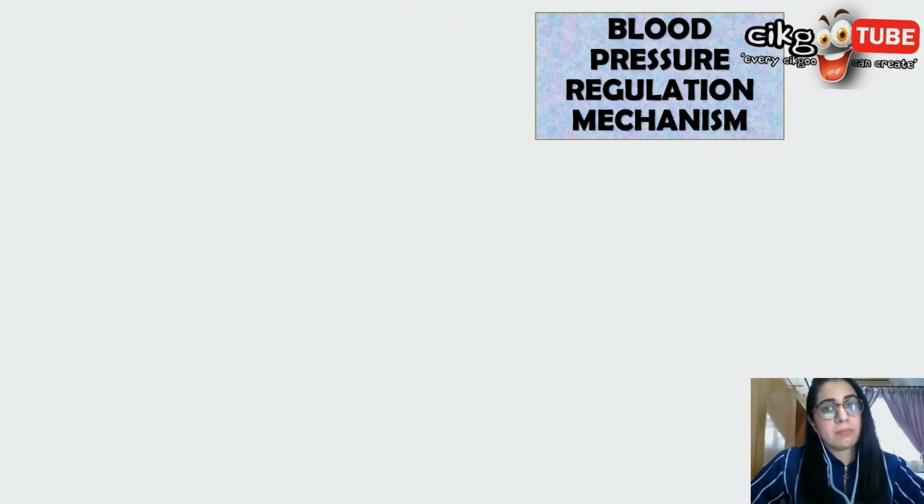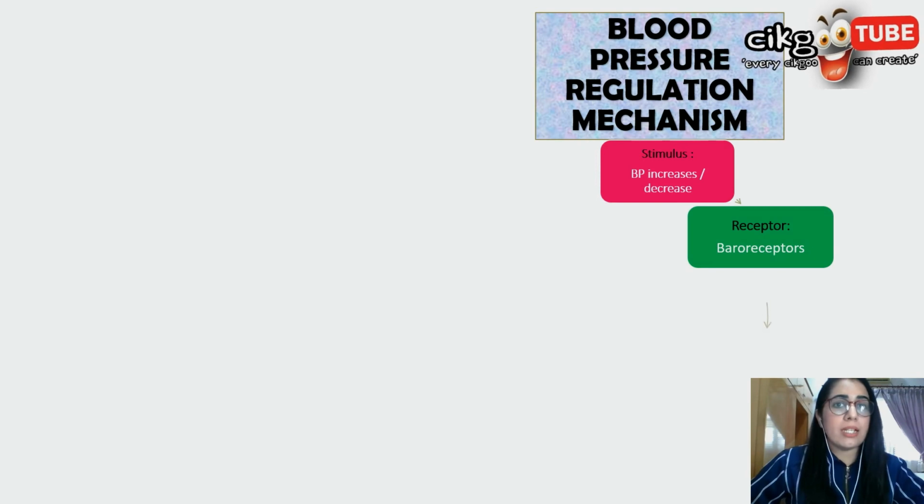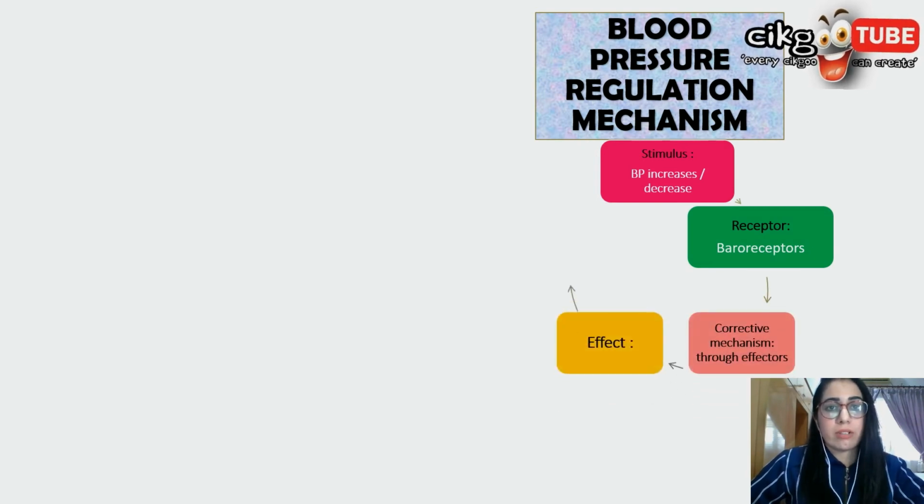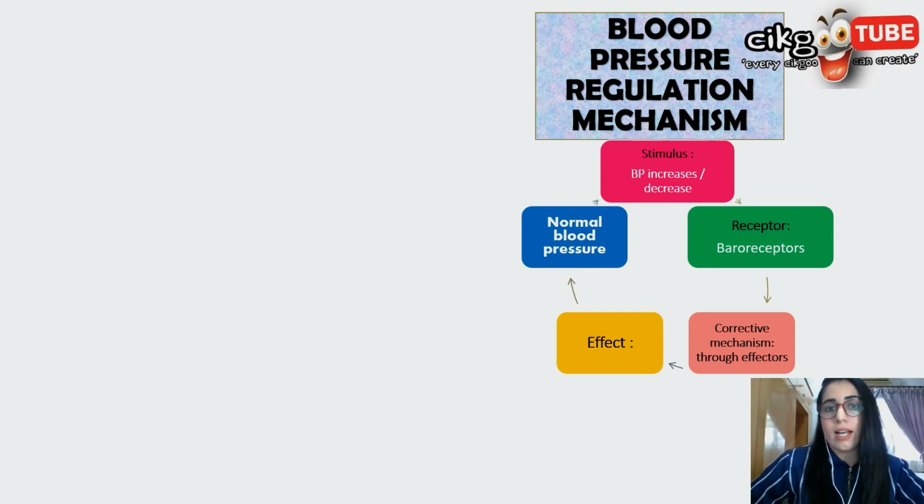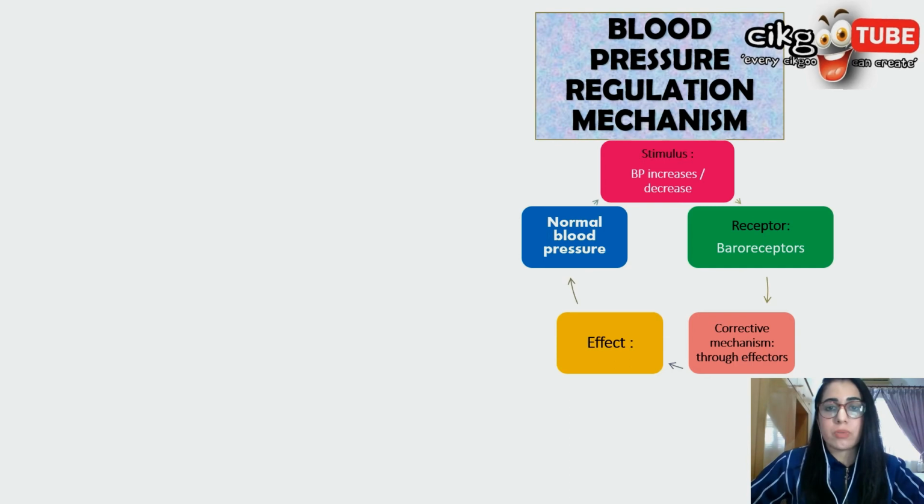Now let's look at the blood pressure regulation mechanism. The main components of blood pressure regulation are the baroreceptors, the cardiovascular control center in the medulla oblongata, the heart, and also the artery. So, the same concept: we have a stimulus, whether the blood pressure increases or decreases. We have the receptors, which are the baroreceptors. And the corrective mechanism, which gives effect to reduce or to increase the blood pressure.